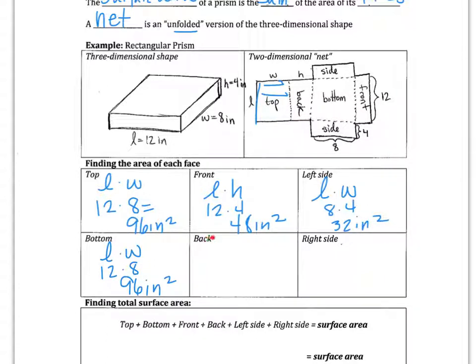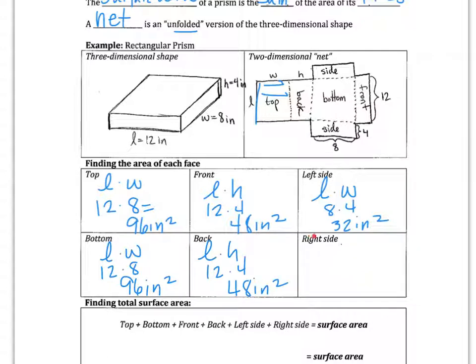Now the back, which is right here. So it's going to be length times height, and the length is right here, which is 12, and then the height is right here, and that's going to be 4, because right here we see the height is 4. So length times height, 12 times 4, and that's going to be 48 inches squared.